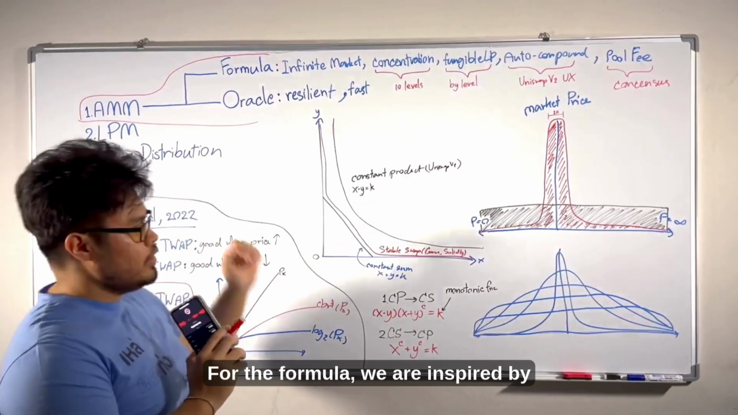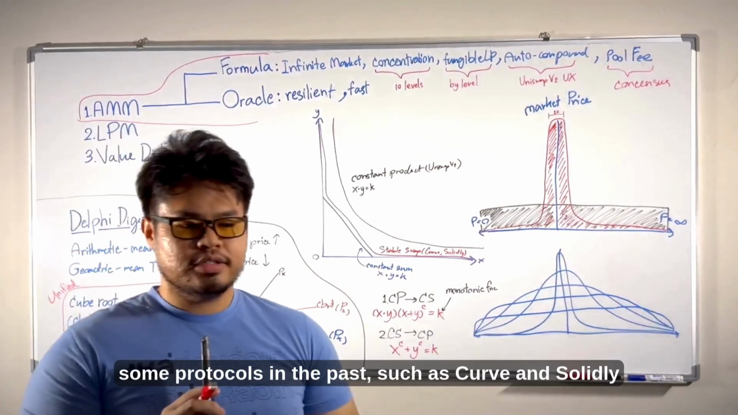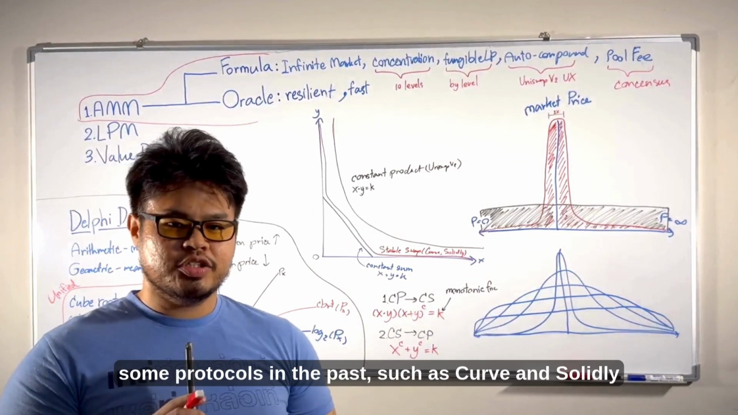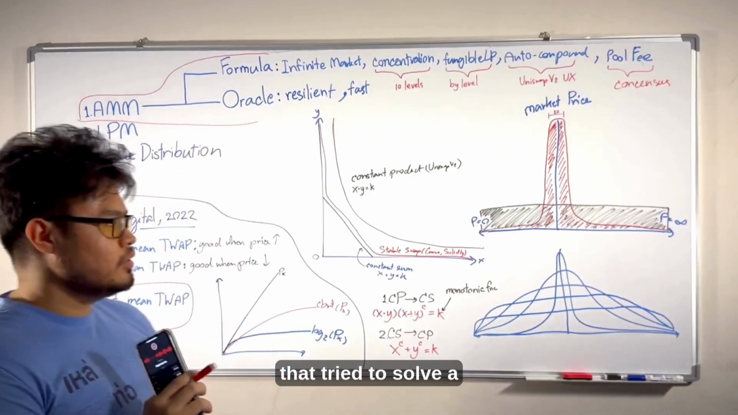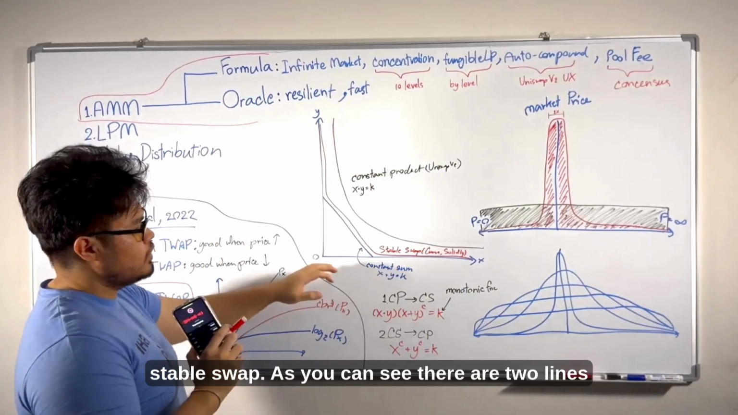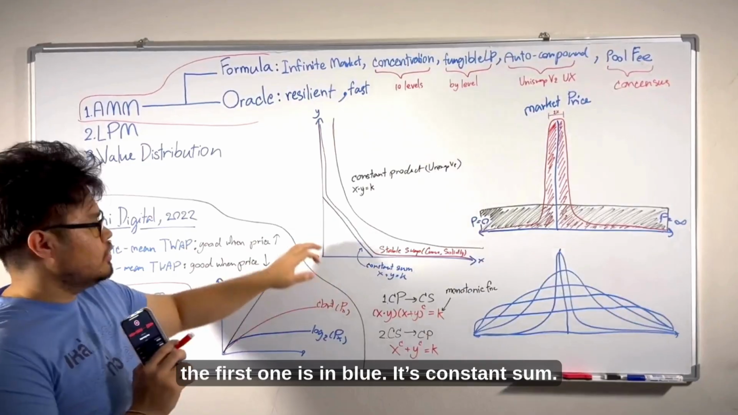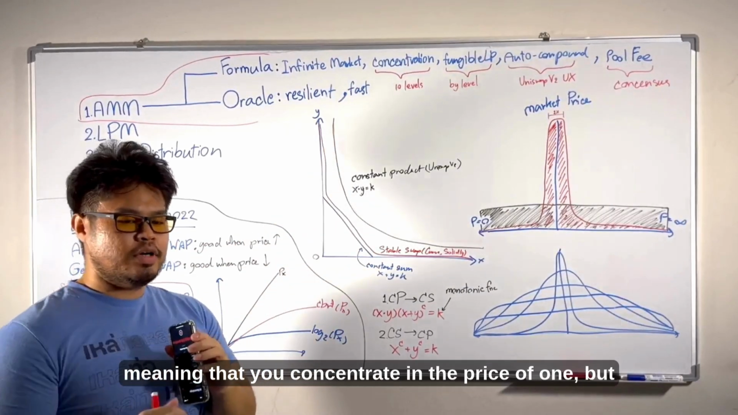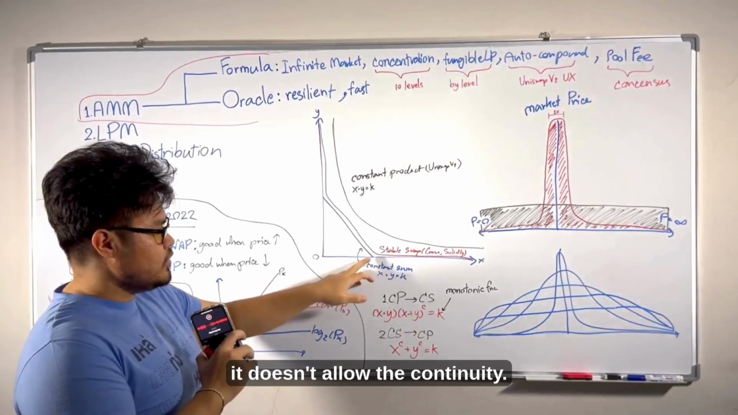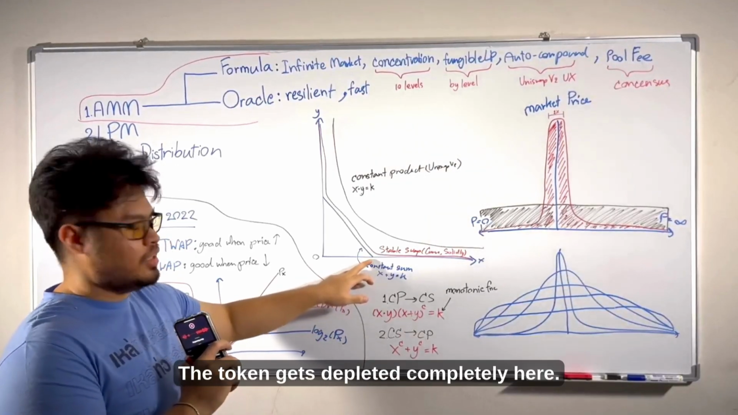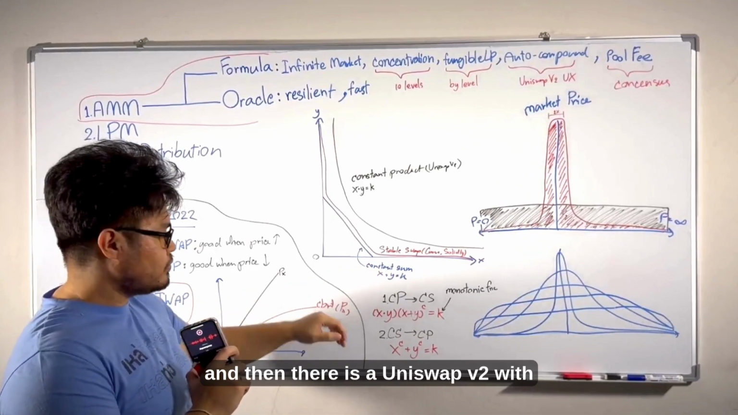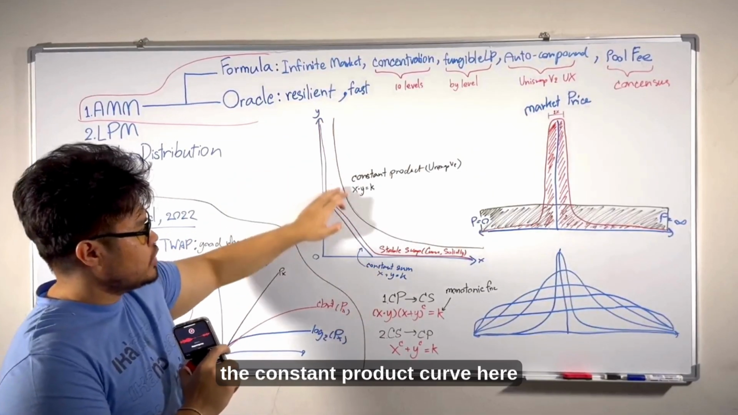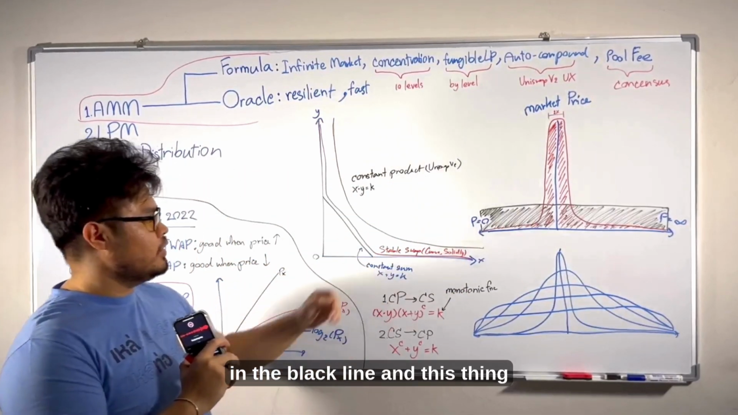The formula we are inspired by some protocols in the past, such as Curve and Solidly, that try to solve stable swap. As you can see, there are 2 lines. The first one is in blue. It's constant sum, meaning that you are concentrated at the price of 1, but it doesn't allow continuity, right? The token gets depleted completely here. And then there is Uniswap V2, the constant product curve here in the black line.